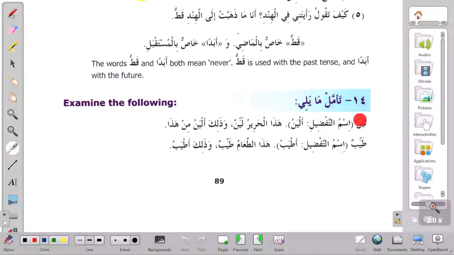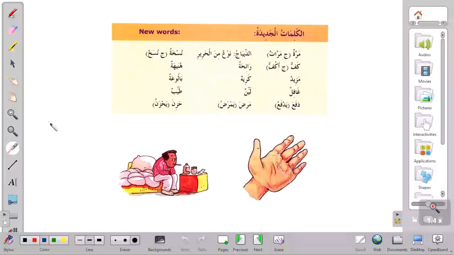Tayyibun, the same way, layyinun and tayyibun are on the same pattern, fa'ilun. The ism tafdil of tayyibun is atyabu. Tayyibun means good or nice, and atyabu means nicest or nicer. Hadha ta'amun tayyibun, this food is nice. Wa dhalika atyabu, and that is much nicer. Okay, now we are done.